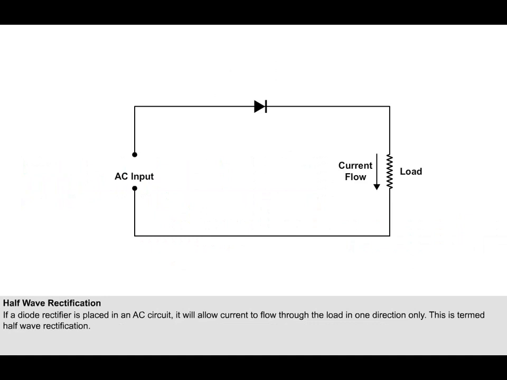If a diode rectifier is placed in an AC circuit, it will allow current to flow through the load in one direction only. This is termed half-wave rectification.